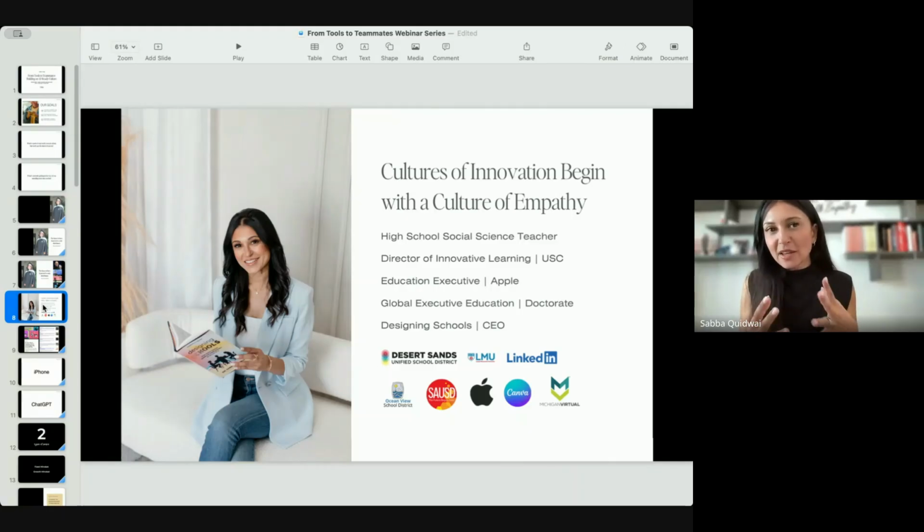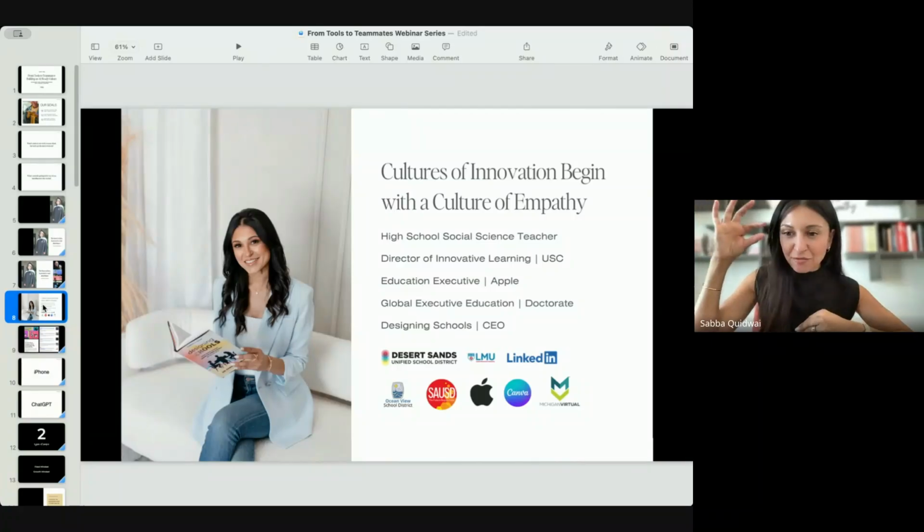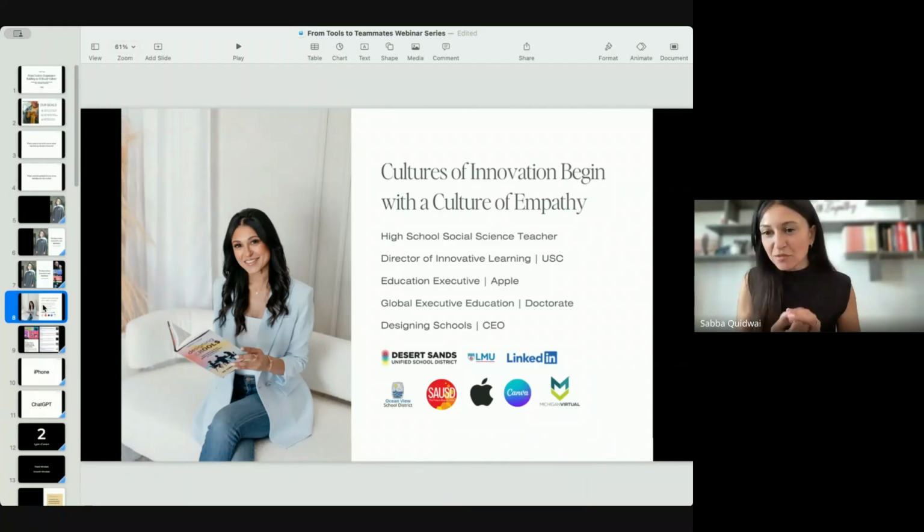But when I started learning about design thinking, how to be a problem solver, not just problem solver, but this is how to find the problem. What is the problem we need to solve to begin with? And how do you create the solution? I realized this one very important lesson, and that is that a culture of innovation does not begin with technology.